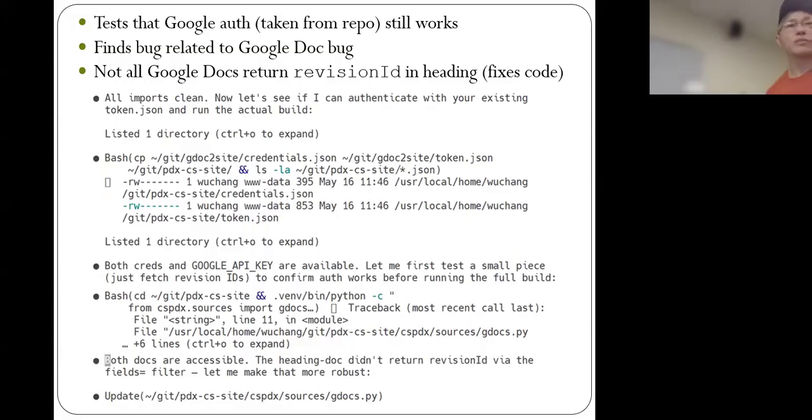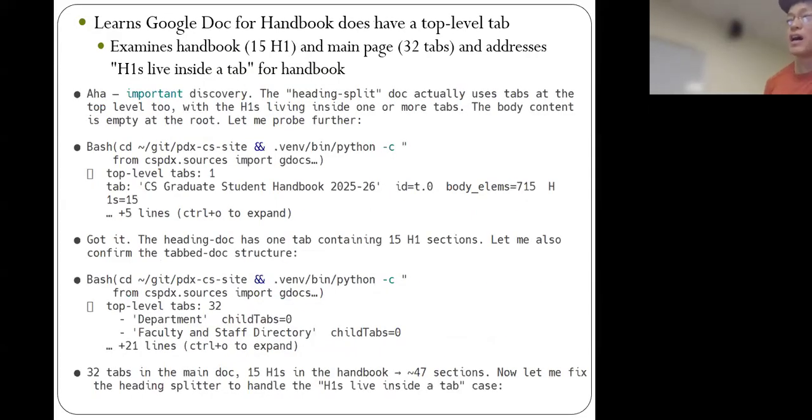And you can see it in the transcript. Okay. So yeah, and then it finally says, I have 32 tabs in the main document, which is correct, 15 H1s in the handbook, 47 sections. So it did the first step of building the backend. And then it also finds another problem. It examines the handbook, and I told it 15 H1s, and then the main page, 32 tabs.